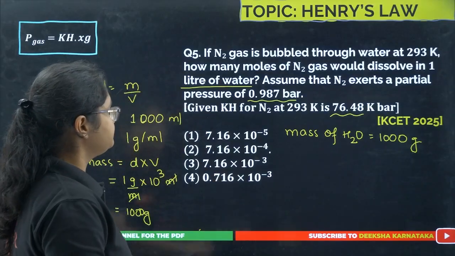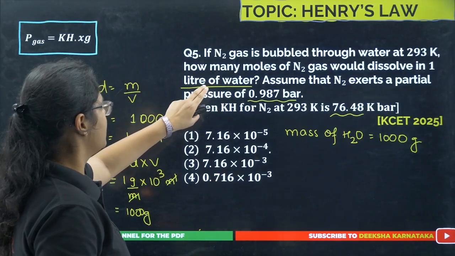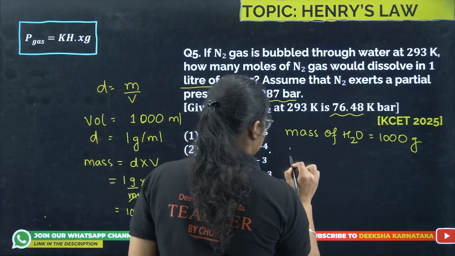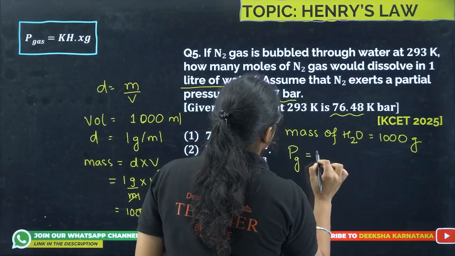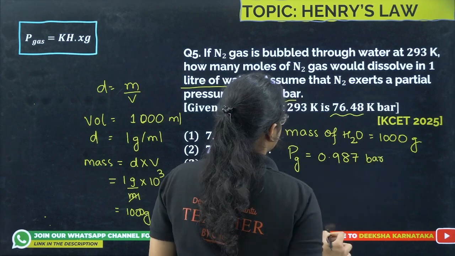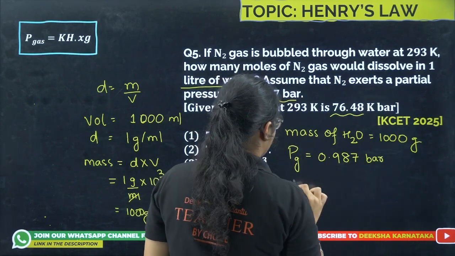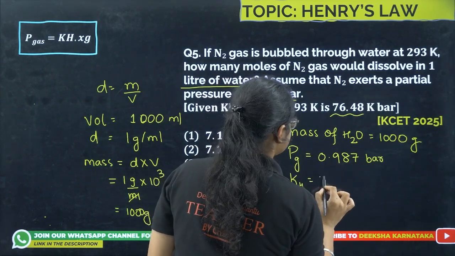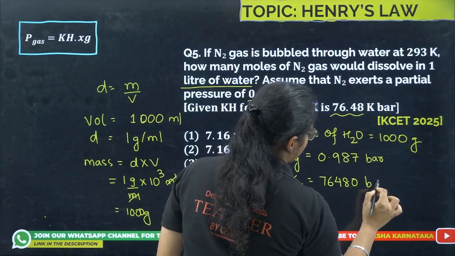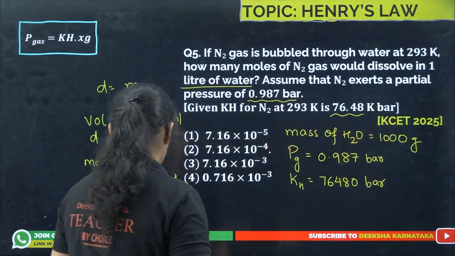Next, what I have here? How many moles of N2, assume that N2 exerts a pressure. So what is the pressure of N2? Pressure of the gas is 0.987 bar. Next, I have here KH value of N2. KH value is 76480 bar. I have converted this kilobar to bar.